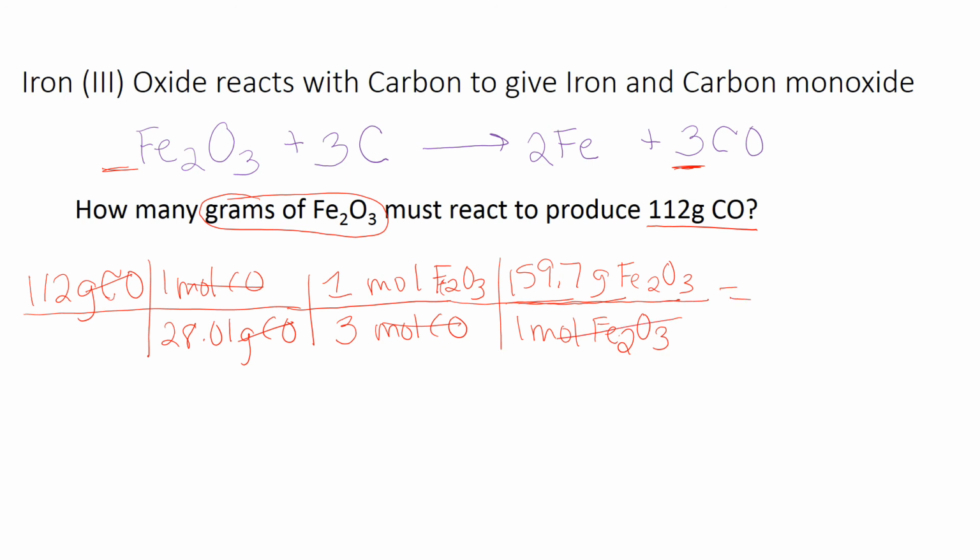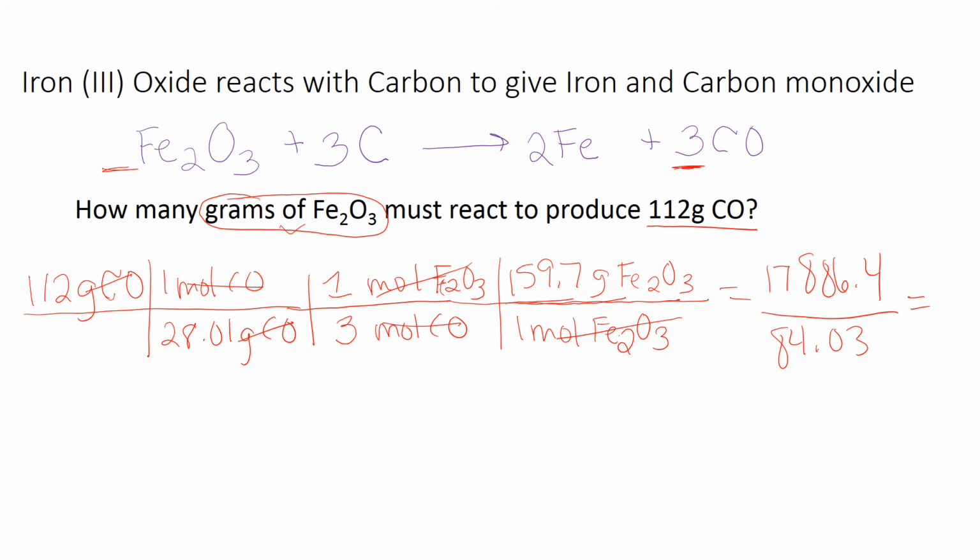All right, so we've gotten rid of moles. We are now in grams. That is what the question asked me for. I can start to finally calculate this. So multiplying across the top, 112 times 1 times 1 times 159.7 gives us 17,886.4. Multiplying across the bottom gives us 84.03.